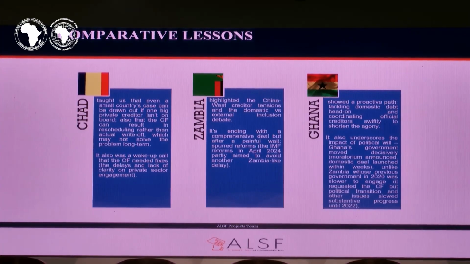Ghana showed a proactive path, tackling domestic debt head-on and coordinating official creditors swiftly to shorten the agony. It also underscores the impact of political will. Ghana's government moved decisively, unlike Zambia, whose previous government in 2020 was slower to engage. So these are comparative lessons, and we can pick it up on the slide when we get it.